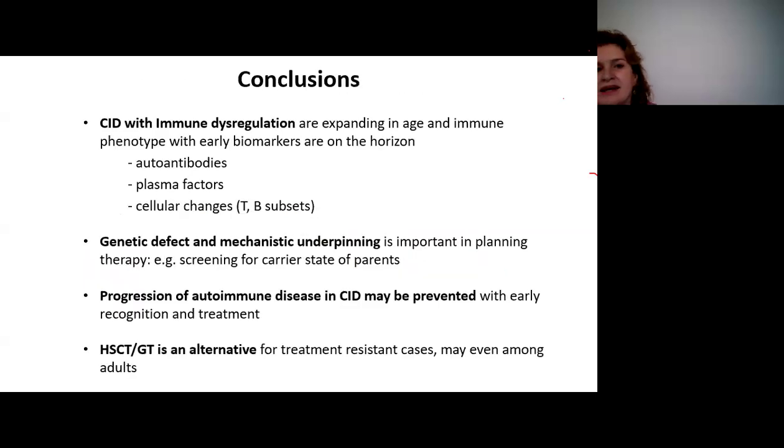So my conclusion is that CID with immune dysregulation is expanding in age and immune phenotype, and there are some early biomarkers on the horizon, including autoantibodies, plasma factors, and cellular changes. But the genetic defect and mechanistic underpinning is very important in planning therapy, so we have to pursue the genetic testing. Progression of autoimmune disease could be prevented with early recognition, and bone marrow transplant can be an alternative therapy for treatment-resistant cases.